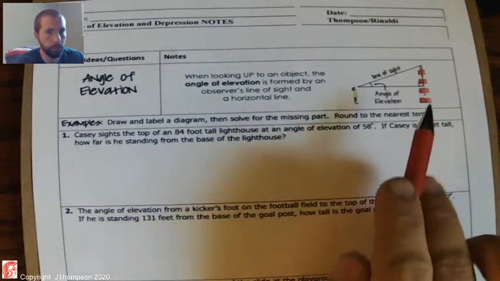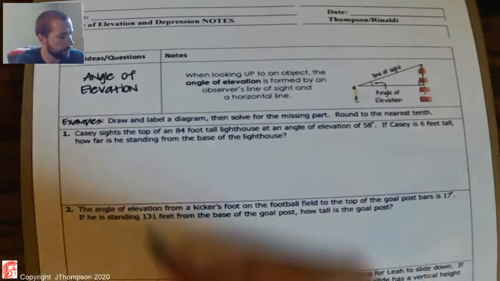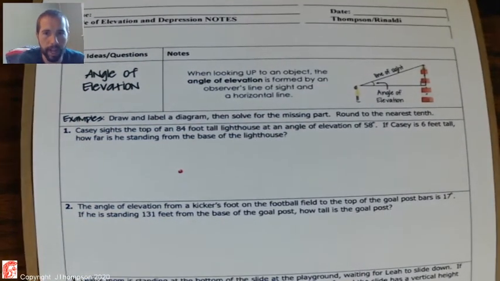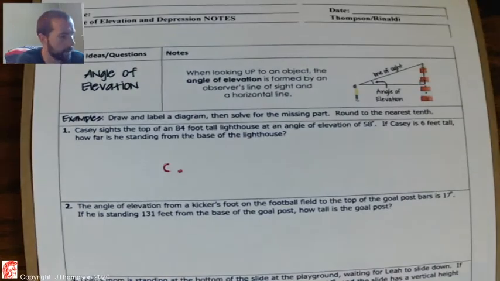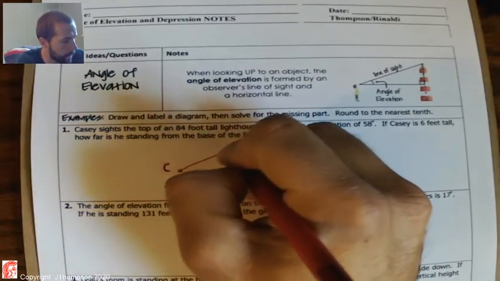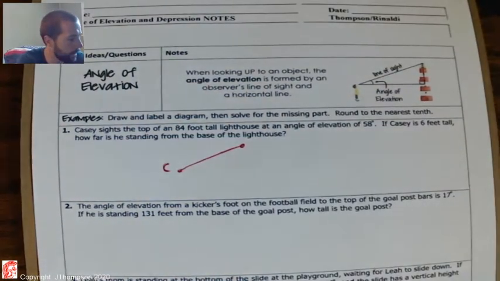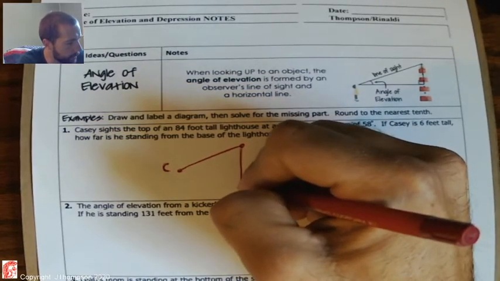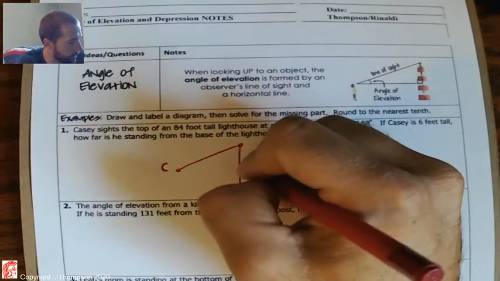I'm going to redraw this picture, but when it comes to drawing pictures, we don't need much detail. What we're really trying to get is just a right triangle. Casey's eyes are about there. We can just represent it by a dot. If you want to put a C to represent Casey, that's fine too. He's looking up to the top of the lighthouse, which I'm going to represent with another point. The lighthouse is 84 feet tall, so I'm going to draw this vertical segment that's 84 feet tall.